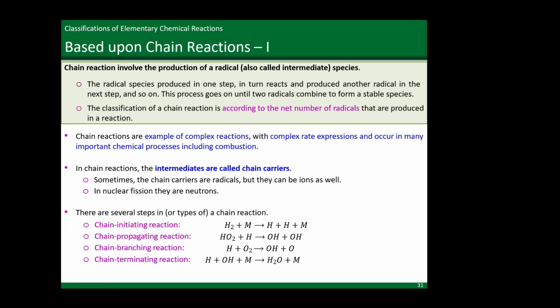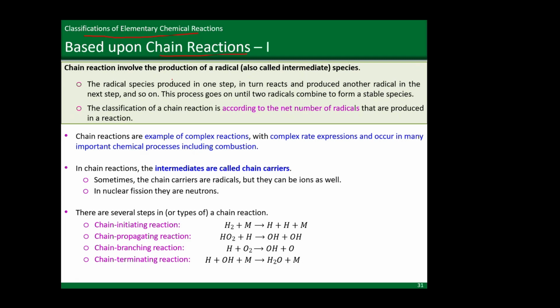In the last class, we were talking about classifications of elementary chemical reactions, and we looked at a huge variety of classifications, right, in terms of the kind of reactions you have in terms of the phase. We spoke about the consecutive reactions, competitive reactions, first order reactions, and so on and so forth. Now we'll talk about the last classification, which is basically on the type of chain reactions.